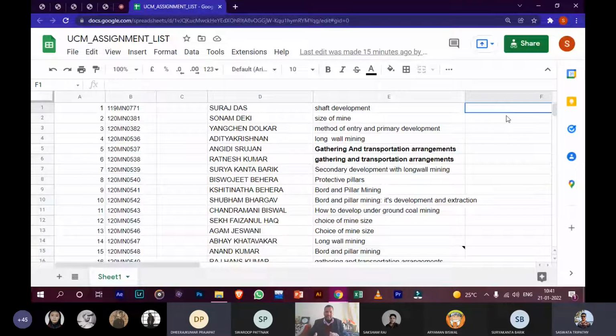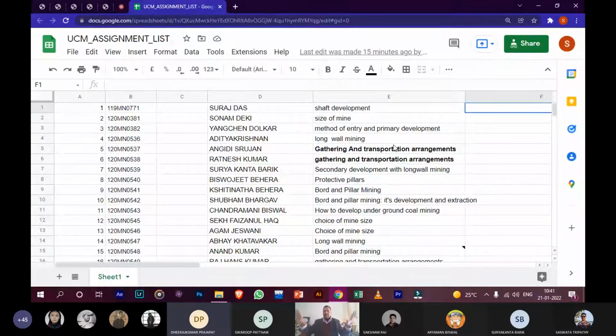Okay, sir. But you should be ready to give the exact title later. From the literature, there should be more than 10 years of references, more than 10 years of references related to shaft development.